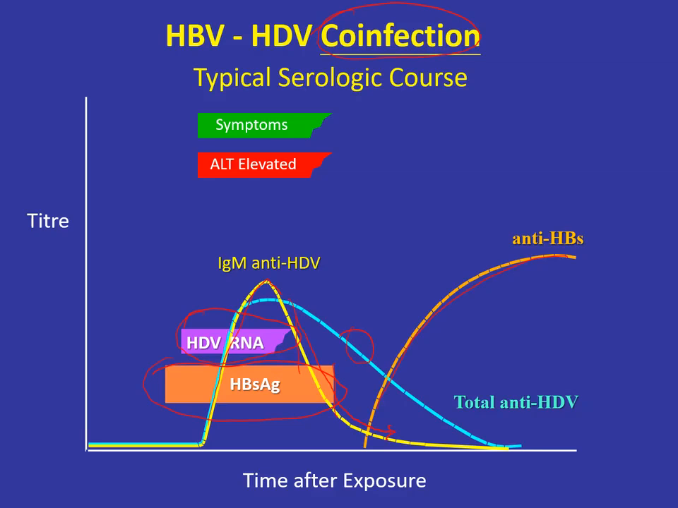Now, what is the marker then of resolution? The marker of resolution of hepatitis D infection is your HDV RNA, because the HDV RNA resolves. Now, your IgG anti-HDV, although it's present after resolution of your hepatitis D, over time also becomes negative, if you resolve your hepatitis D. So your anti-HDV here is not a protective antibody. It's just a marker of exposure to hepatitis D, unlike your anti-HBs, which is a protective antibody.